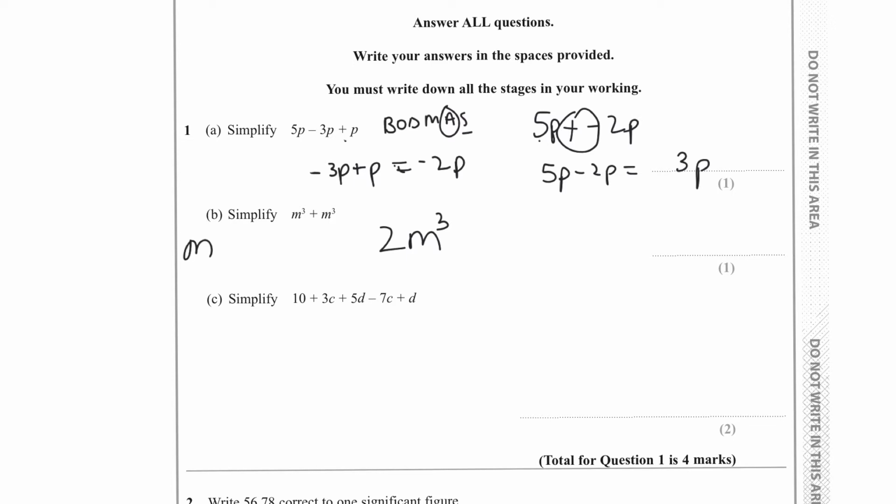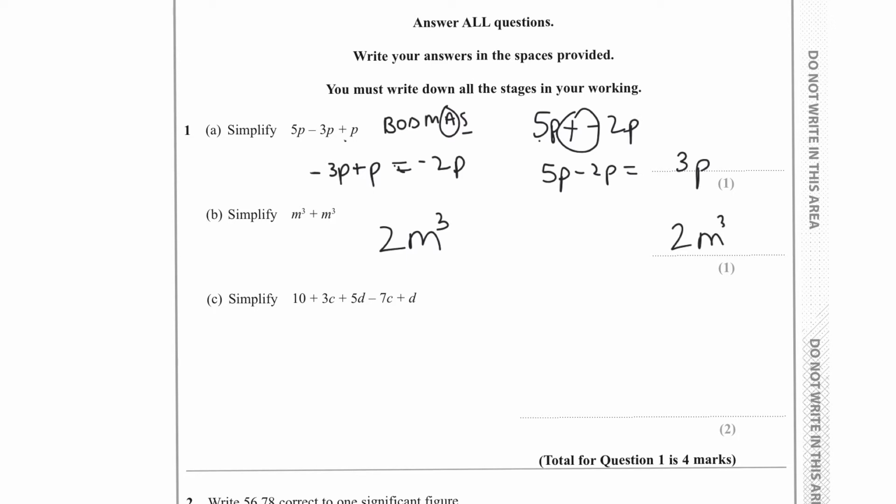But let's say it was a multiplication question, so m cubed times m cubed, then there will be no number added in front of the m, but the two powers would be added together, and then that would be m to the power of 6. So that's where some people would easily lose marks. So remember, it's just 2m cubed.